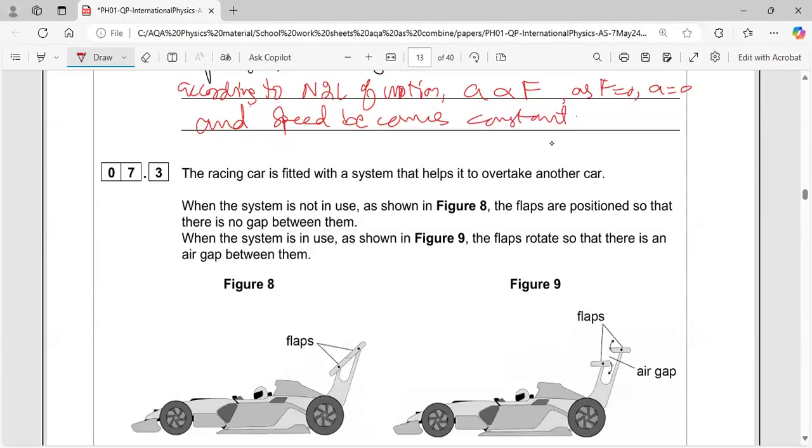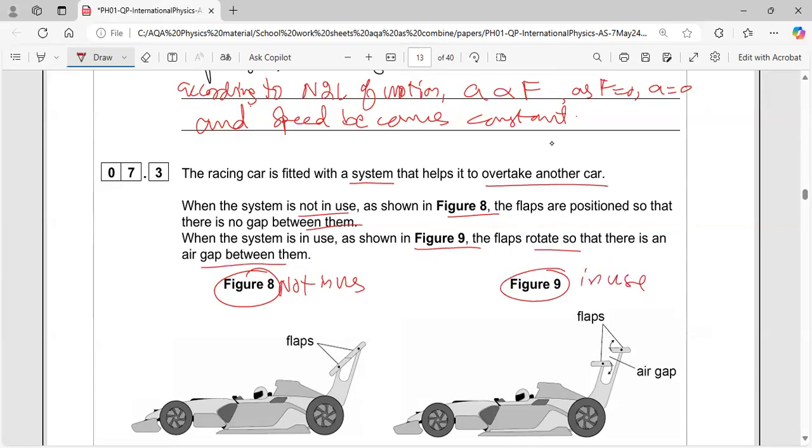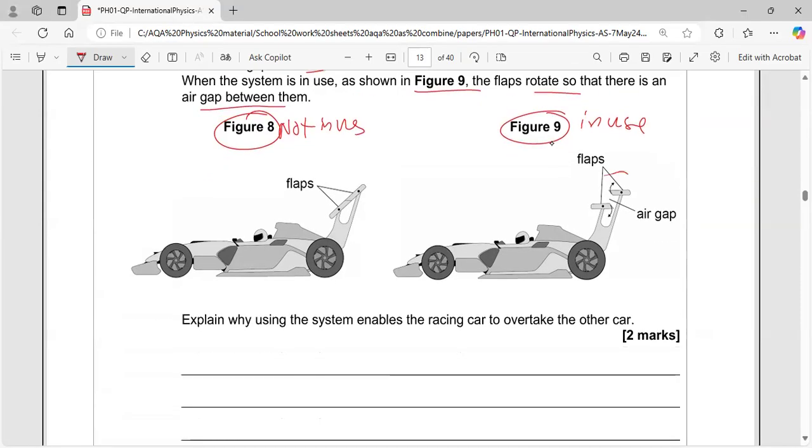Okay, looking at the next thing, well, this is a fascinating thing. A racing car is there with some flaps on it. So they're saying that the racing car is fitted with a system that helps to overtake another car. When the system is not in use, as in figure 8, the flaps are positioned so that there is no gap between them. When the system is in use, in figure 9, the flaps rotate so that there is an air gap between them. Okay, the air gap is visible over there.